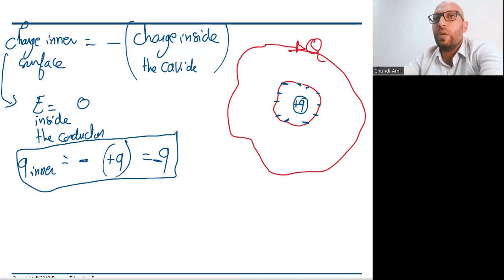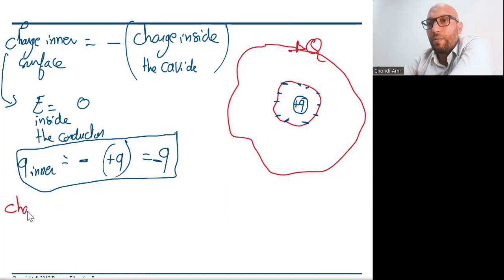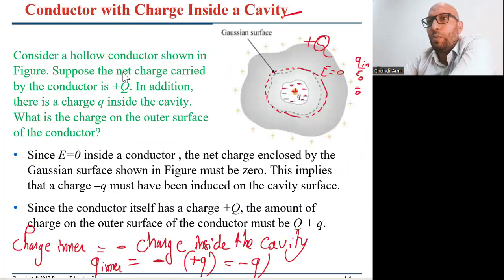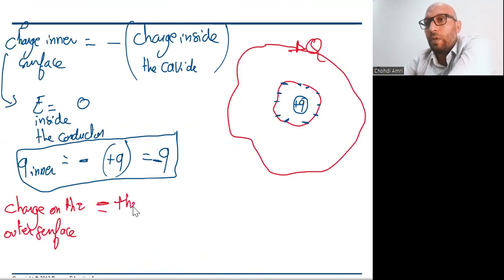Let's move to the second part of the question. What is the charge on the outer surface? The charge on the outer surface is equal to the initial charge without the charge in the cavity. What he said here is, suppose the net charge carried by the conductor, the net charge of the conductor.